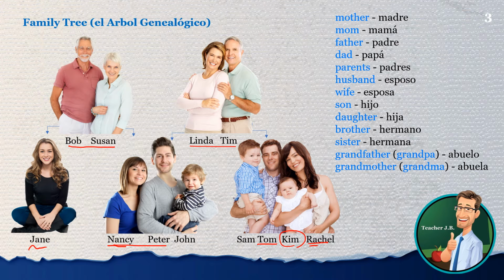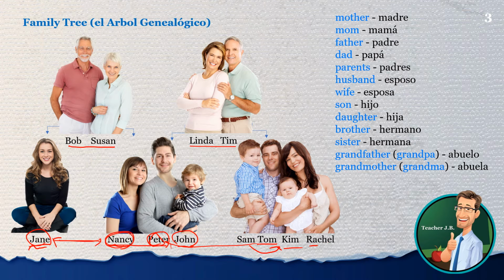And brother. Jane doesn't have a brother. Nancy doesn't have a brother. Peter has a brother, whose name is Tom. Tom has a brother, whose name is Peter. Okay? And sister. Jane has a sister. Her name is Nancy. Nancy has a sister. Her name is Jane. But Peter and Tom, they don't have sisters. John doesn't have a sister. Sam has a sister, and her name is Kim, and Kim doesn't have a sister.